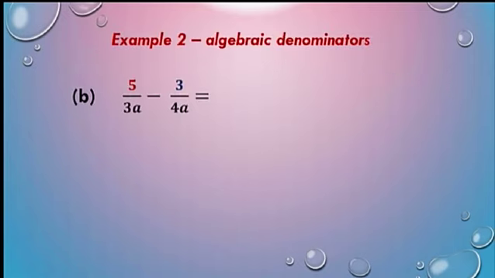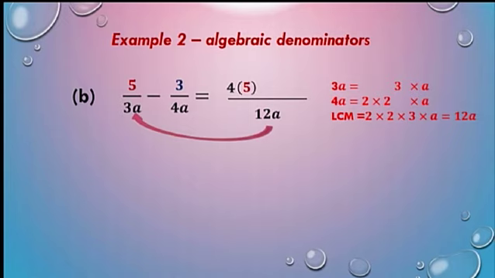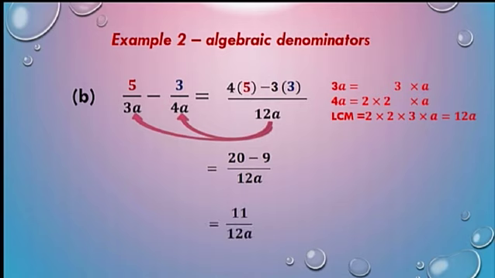Another example with algebraic fractions containing algebraic denominators. 5 over 3a minus 3 over 4a. We're going to find the LCM of 3a and 4a, which is 12a. 12a divided by 3a is 4. We multiply it by 5, which is the numerator of the first fraction. 12a divided by 4a is 3. We multiply it with the numerator of the second fraction. Simplifying the numerator, we're going to have 20 minus 9, which is of course 11, and the denominator is 12a.